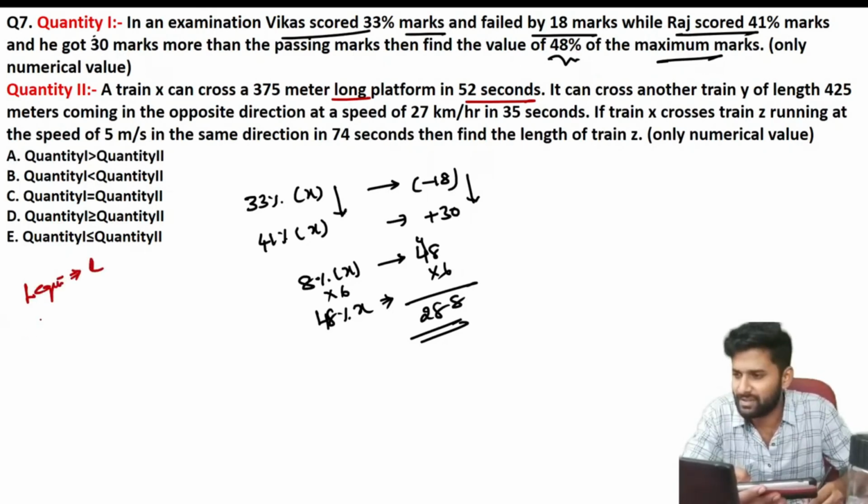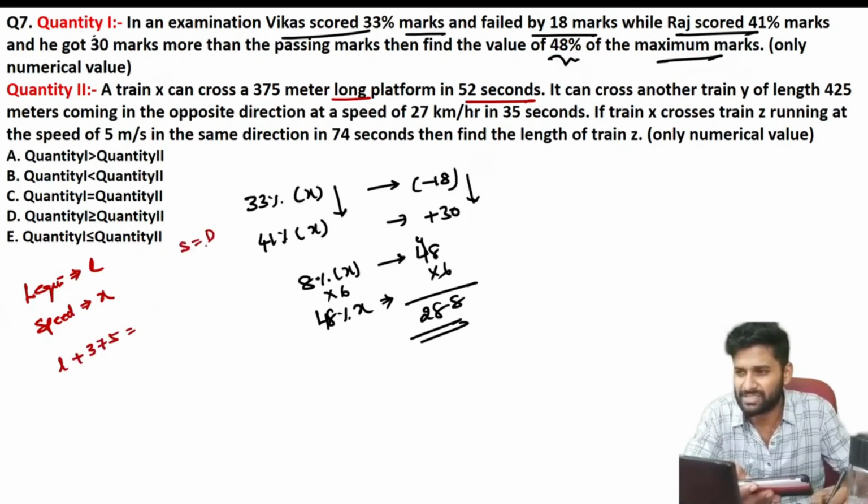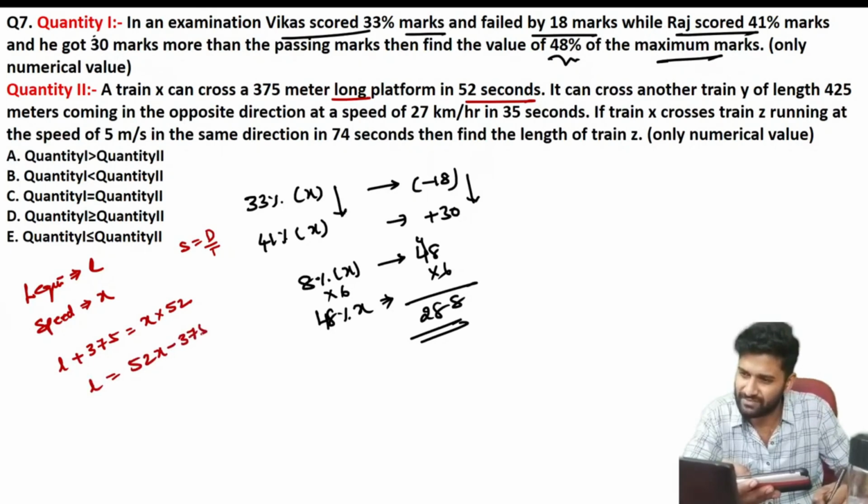Now we don't know the speed also, right? Speed of the train, just assume x. Now here, the train crosses the platform, which means length of the train plus 375 is crossed. Now what about the speed here? Speed is equal to distance by time, then distance is equal to speed into time, right? So here speed is x meter per second, it takes 52 seconds. Now you will get the length here: 52x minus 375. We are done with one equation.